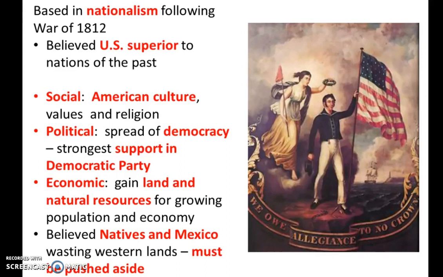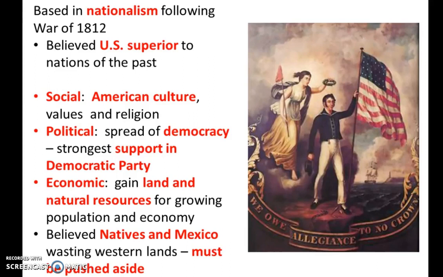There's also an economic rationale, and that is to gain the land and natural resources to feed America's industrial economy and also the growing cotton crops in the South and the growing farmland. So this idea of gaining these natural resources to feed our growing population and economy.